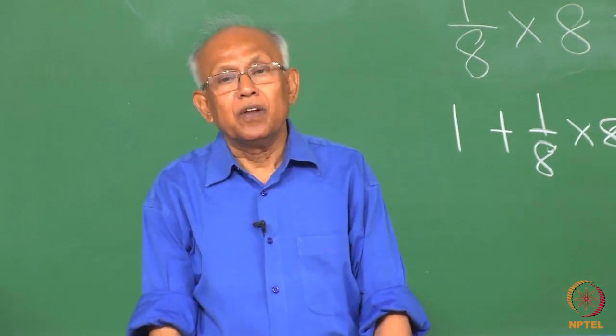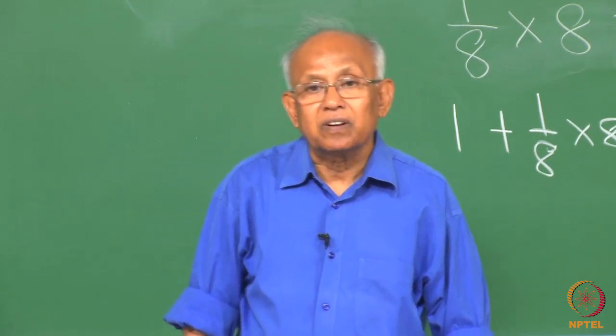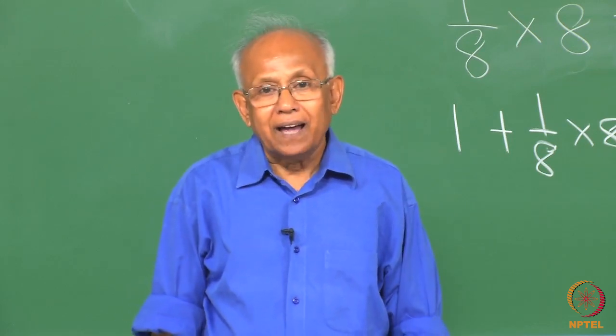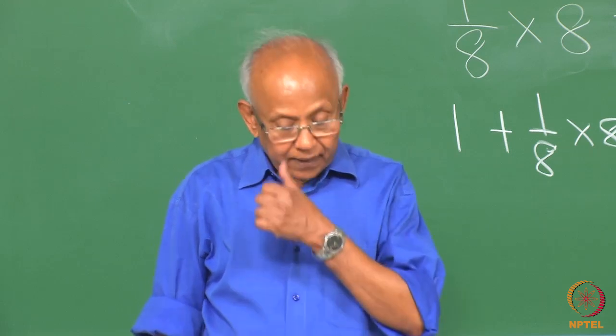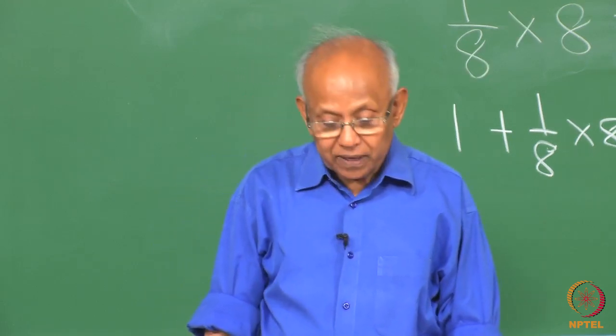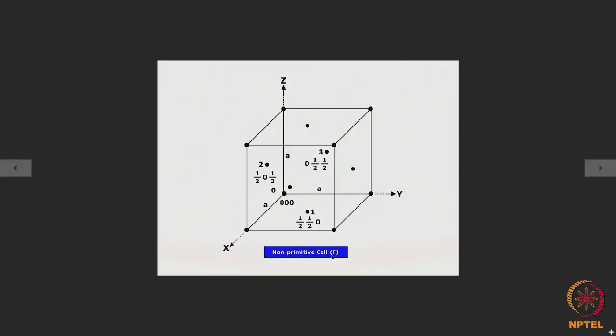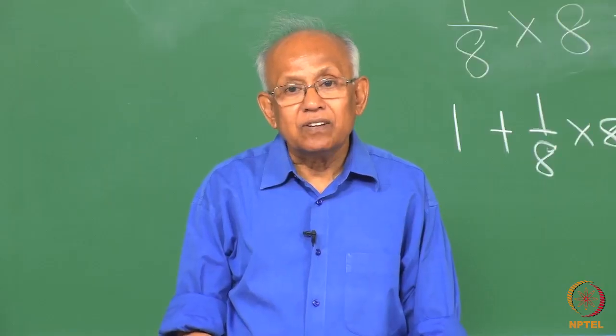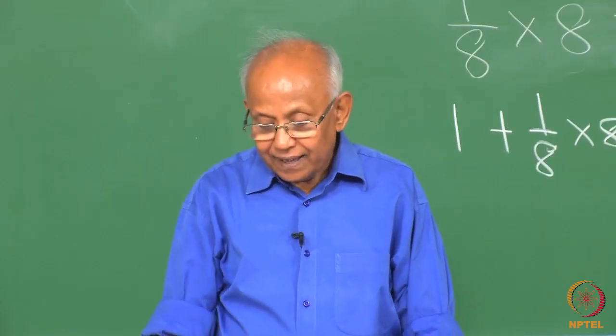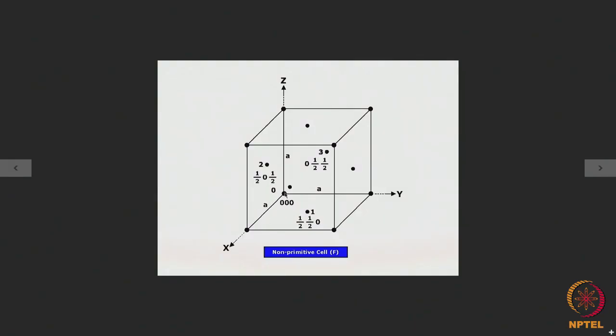Now, when we come to a non-primitive unit cell, that means unit cells which contain more than one point or atom, say in this particular case, it is the face centered cubic unit cell written as F. Again, here there are 8 atoms or points at the 8 corners, and as we have already seen, the total contribution of these 8 is only 1 to this particular unit cell. So, we consider that that one atom or point lies right at the origin with the coordinates 0, 0 and 0.